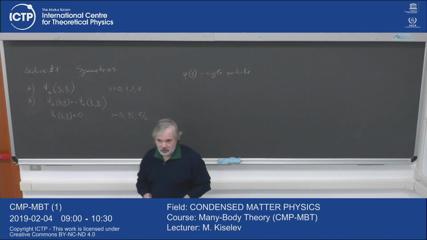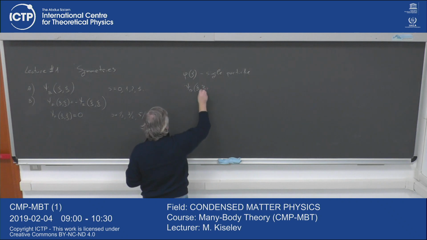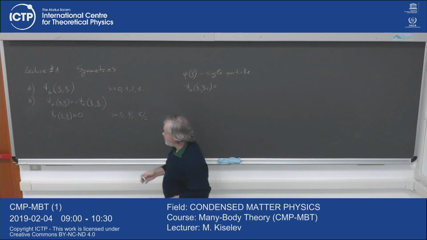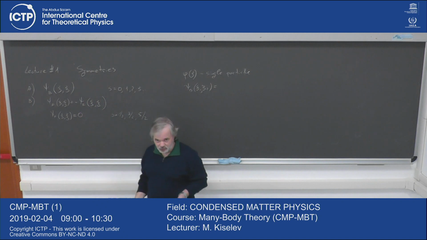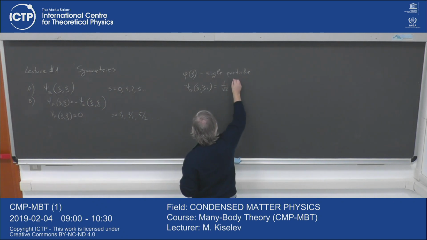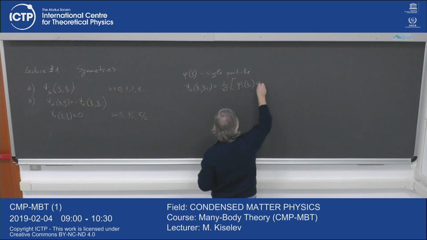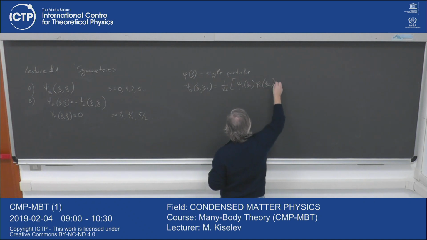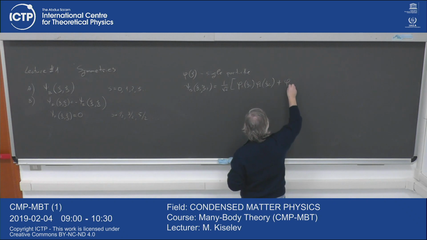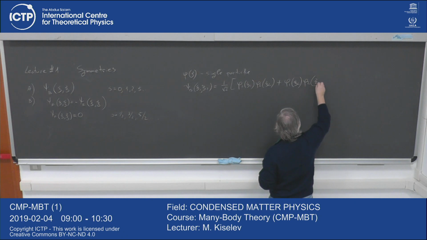So how do we do it? In a very simple way. We write down the bosonic wave function psi(ξ1, ξ2). We need to construct a symmetric combination of the products. Therefore we write plus 1 over square root of 2, and here it's phi1(ξ1) phi2(ξ2) plus phi1(ξ2) phi2(ξ1).